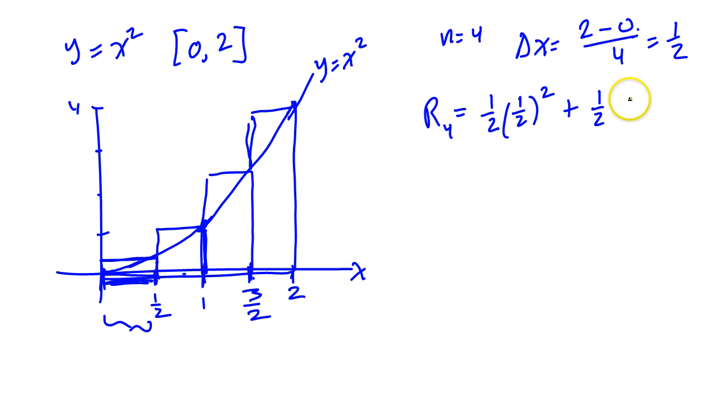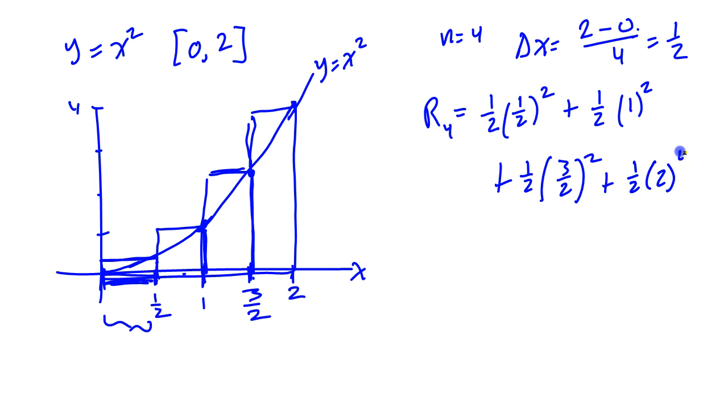You're going to take 1 and plug it into y equals x squared. That's 1 squared. And then I'm going to add on the area of the next rectangle. This is again a width of a half, but this time the height is determined by plugging 1.5 into the function. So that's 3/2 squared. And then lastly, I'm looking at the last rectangle with a width of a half and a height of whatever you get plugging in 2. Well, 2 squared is 4.